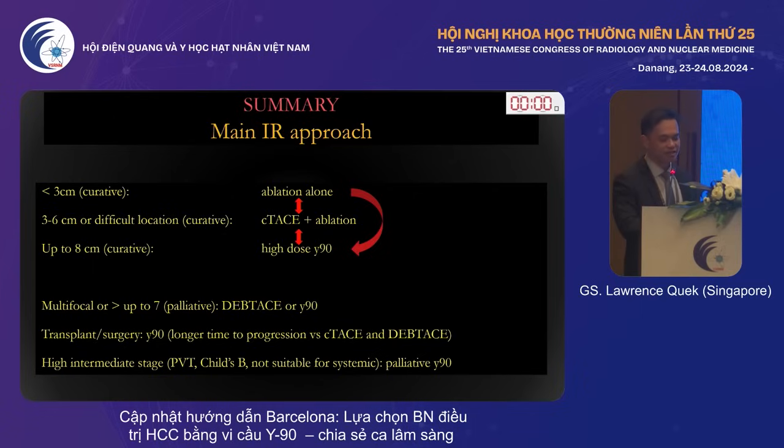And of course, the ancillary are like if it's multifocal or up to 7, we're looking at palliative, either adaptase or Y-90. For patients for transplant, we're looking at Y-90 because it has a longer time to progression versus CTase and adaptase. And high intermediate stage, we do palliative Y-90.